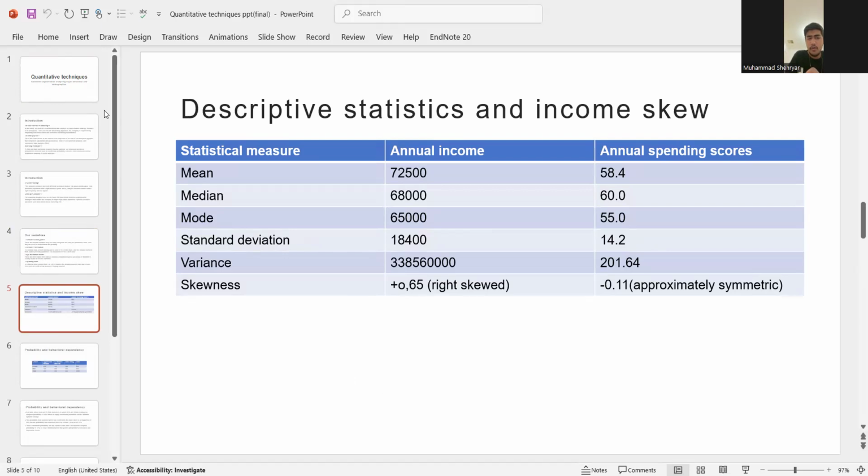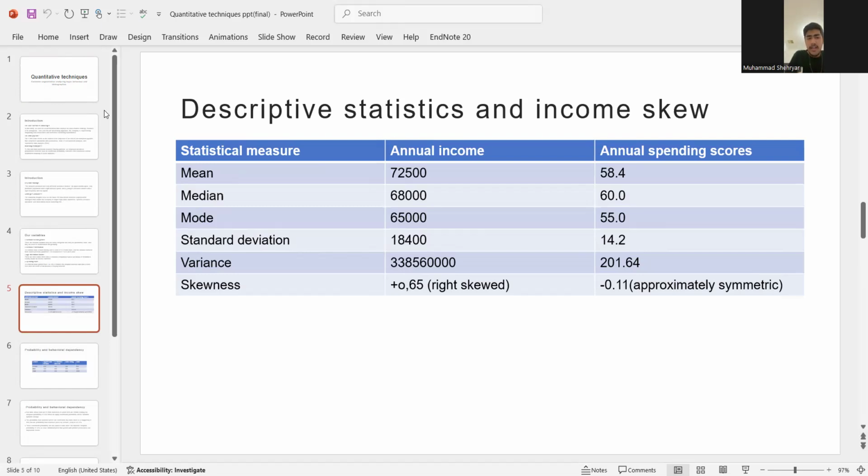In the next slide, moving into the exploratory data analysis, descriptive statistics show the customer base's purchasing power. For annual income we calculate the mean, which is 72,500, the median, which is 68,000, and the mode, which is 65,000. This shows that the mean is significantly higher than the median. The distribution is positively right skewed, with a calculated skewness metric of plus 0.65.